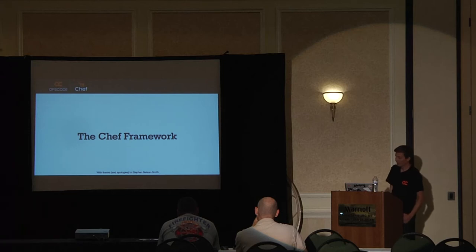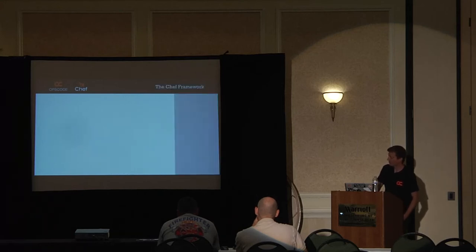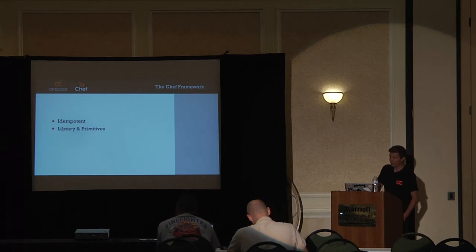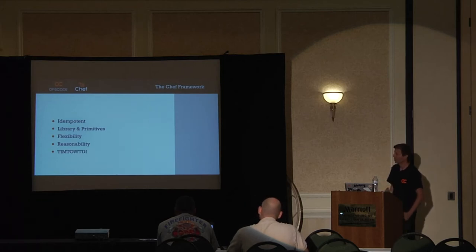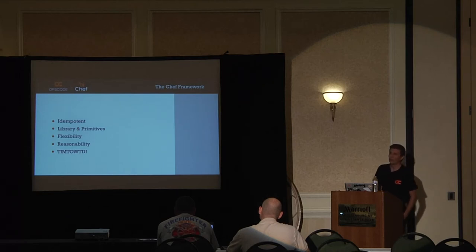The first thing we're going to talk about is the Chef framework. Chef, the project, provides a framework for fully automated infrastructure, and it has some important design principles. It's idempotent. I'm going to go into each of these in more detail and break them out individually. It's made up of libraries and primitives. It's flexible. It's reasonable. And this is a Perl term, TIMTOWTDI: basically, there's more than one way to do things. We believe that you know your infrastructure best, and you should be able to switch up how you do things. So Chef should be flexible.